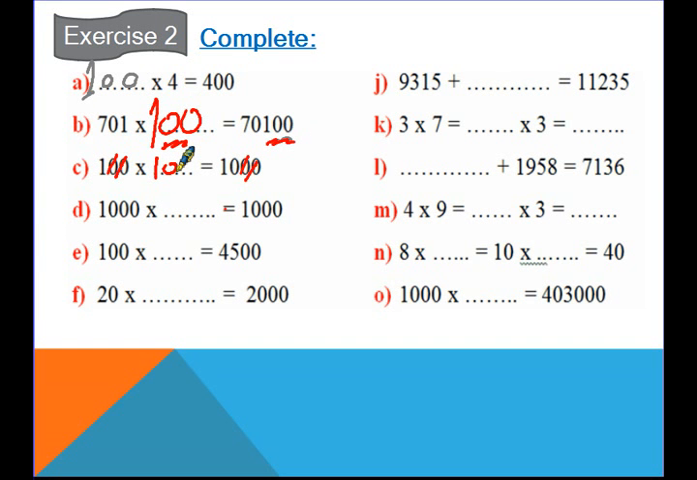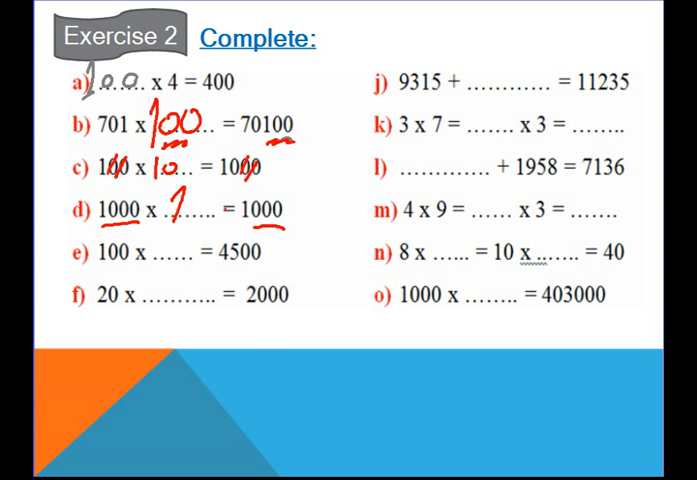Example number D, 1000 times empty space equals 1,000. What is the number that if I multiply it by, it gives me the same number? It's just number 1. 1,000 times 1 gives me the same number.